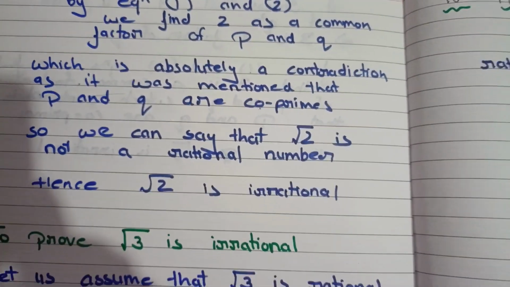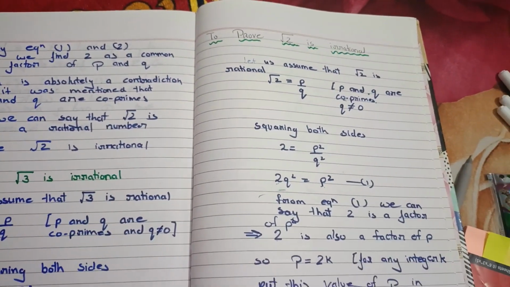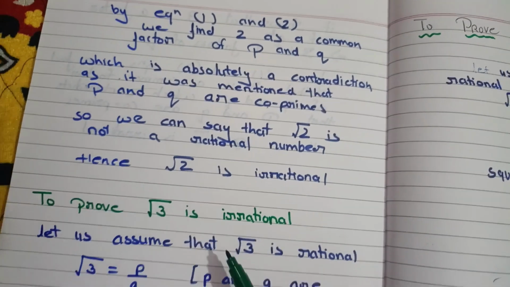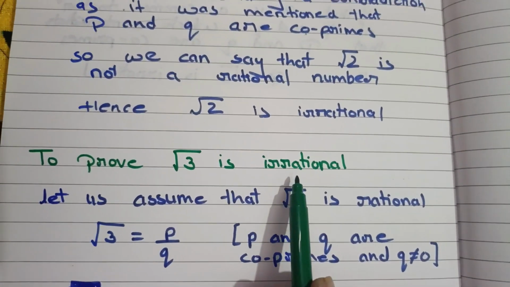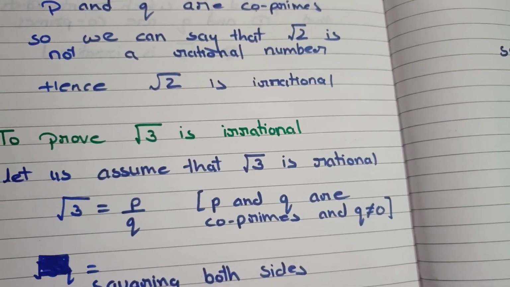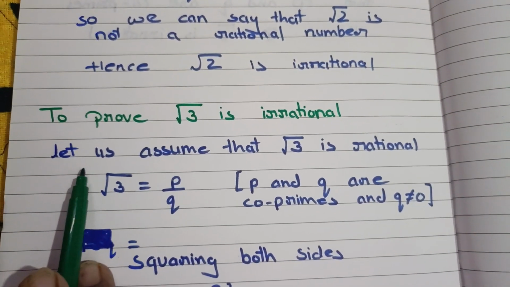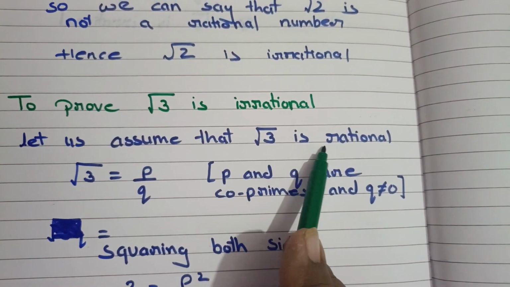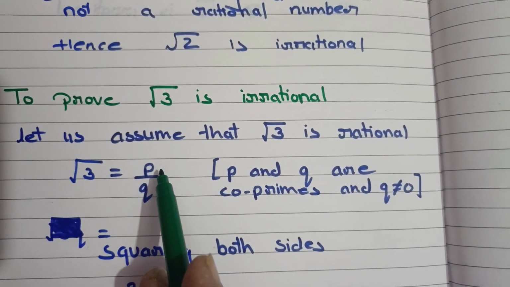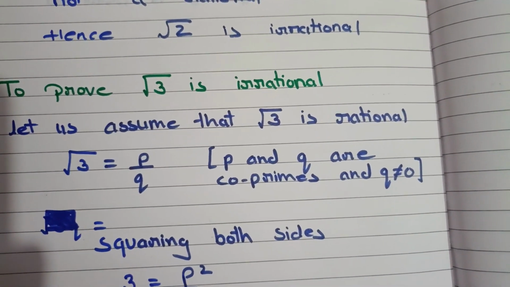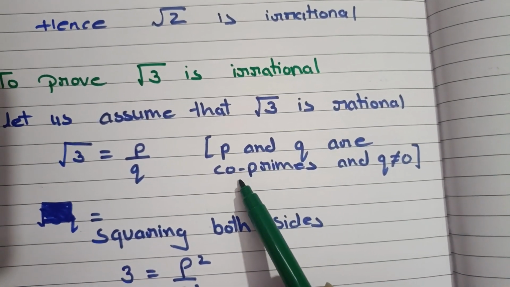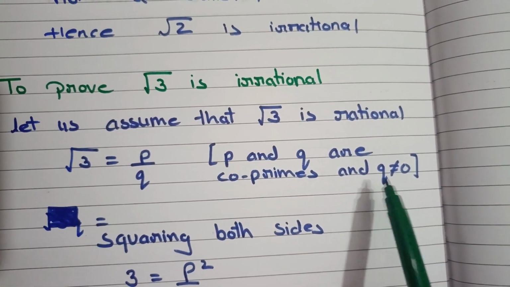Right? So this is a part of √2 is an irrational number. Similarly, I have proved √3 is an irrational number. Same process, same steps will be done here. Let us assume that √3 is rational. Again, √3 will be written as P upon Q, in the form of P upon Q, and P and Q are co-primes and Q not equals to 0.